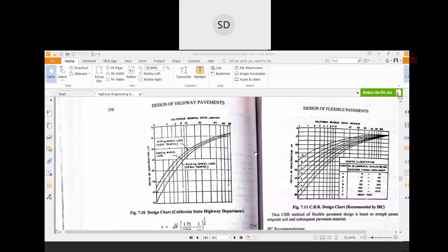In the question, the CBR value is 5%. So that is the 5% CBR line. You have to find at which point this 5% CBR line intersects the medium traffic curve. It intersects the curve at this point. Then you draw a line from this point to the axis, and where this line intersects the axis is your total thickness of the pavement. From the curve, the total thickness of the pavement is about 38 centimeters. That is the design of the flexible pavement.